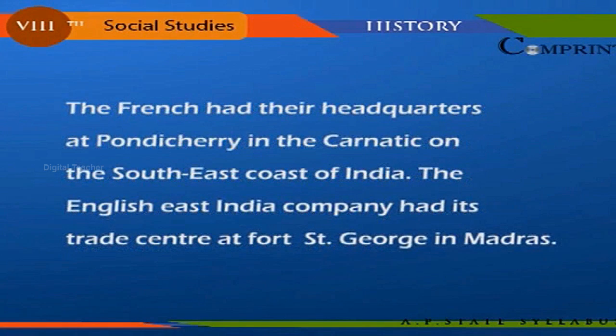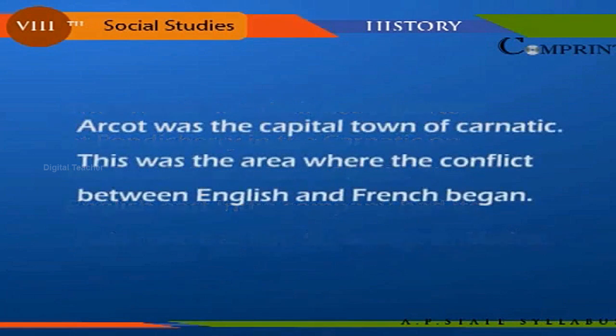The French had their headquarters at Pondicherry in the Carnatic on the southeast coast of India. The English East India Company had its trade centre at Fort St. George in Madras. Arcot was the capital town of Carnatic. This was the area where the conflict between English and French began.